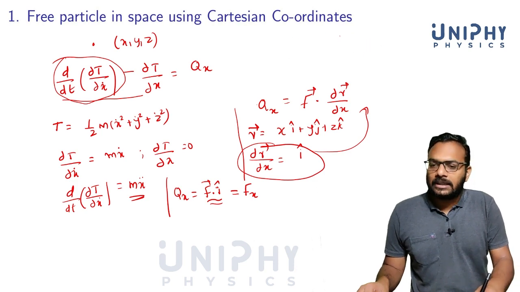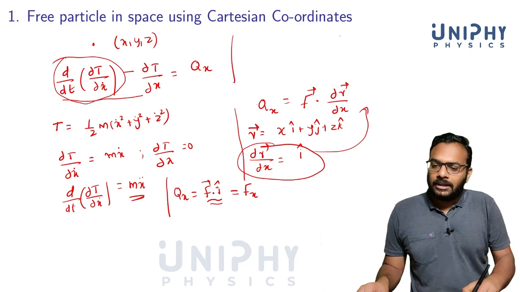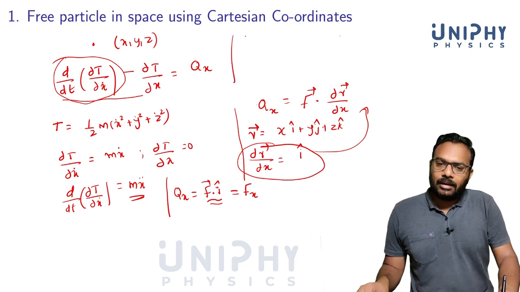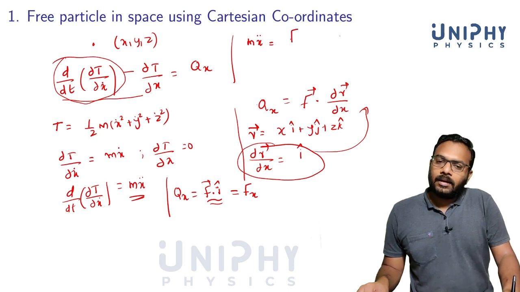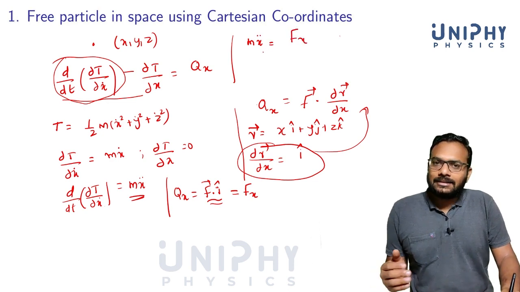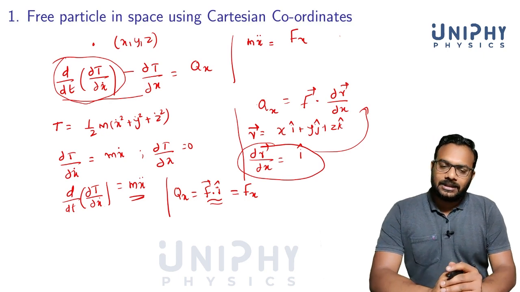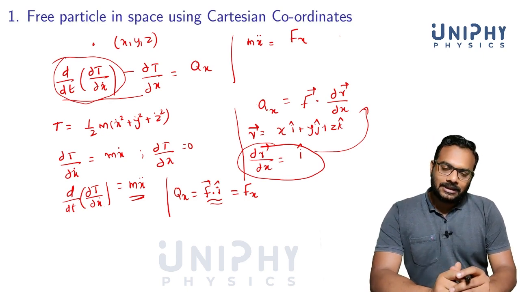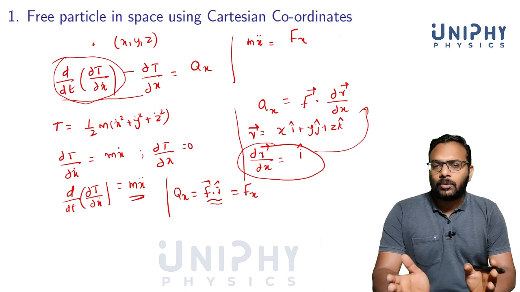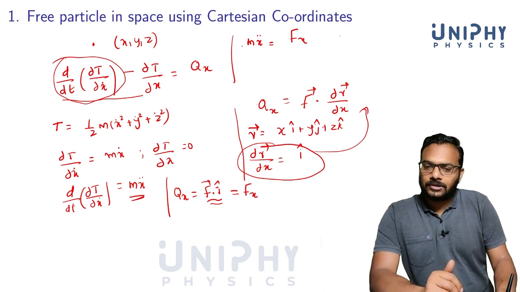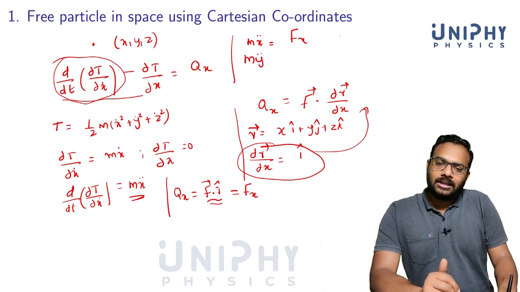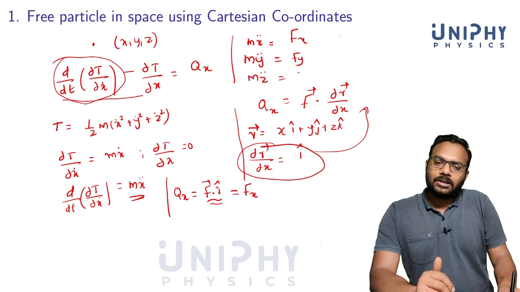We have written it only for the x coordinate here. So you see d by dt of ∂T by ∂x dot is m x double dot. So m x double dot is equal to Fx. Similarly, it's the same procedure for y and z coordinates. The good thing about Lagrange's equation is that for each generalized coordinate you have one equation. Similarly, you will see that m y double dot equals Fy and m z double dot equals Fz.